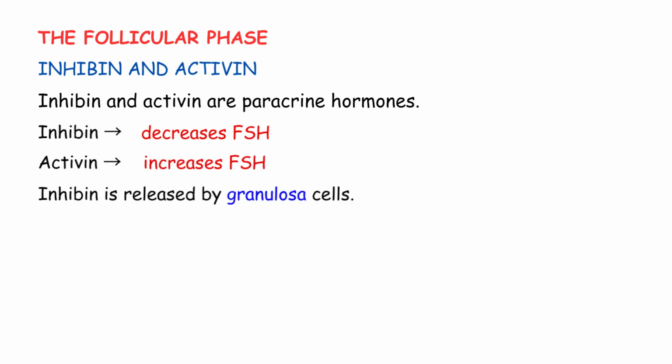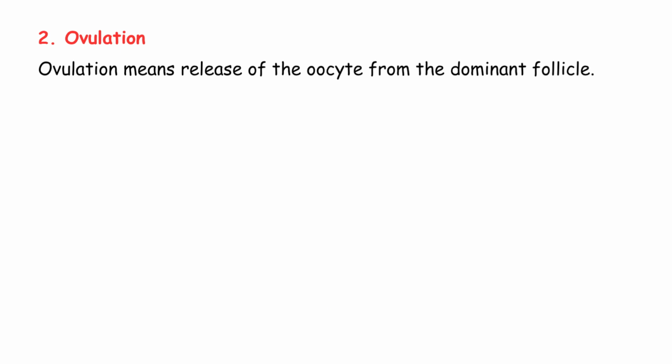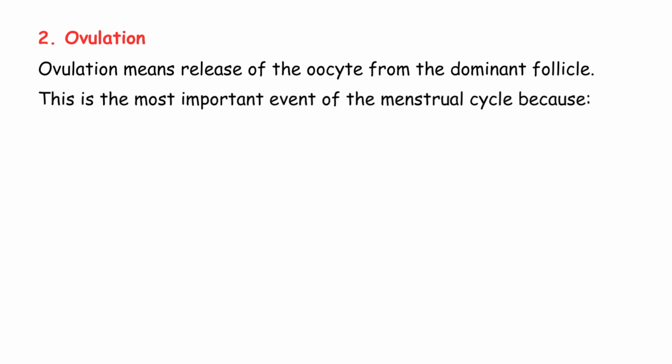Very common viva question. Ovulation, the central event of the cycle. Ovulation means release of the oocyte from the dominant follicle. This is the most important event of the menstrual cycle because without ovulation, no pregnancy.